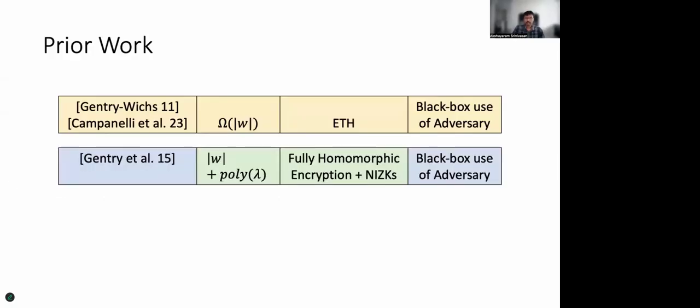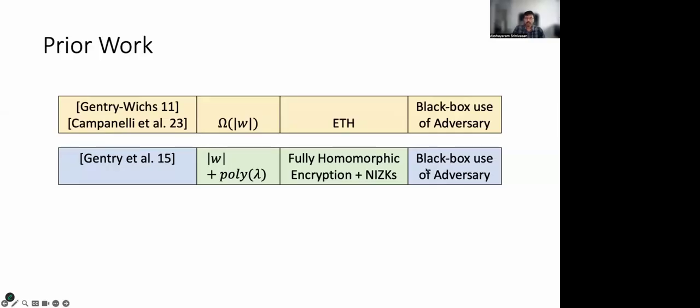On the positive side, the work of Gentry et al. gave a construction of a NIZK proof system where the size of the proof was just witness plus poly in lambda, where lambda is the security parameter. So this relies on the assumption that fully homomorphic encryption exists, plus NIZKs, where the proof size could be an arbitrary polynomial in the witness size. And the reduction makes black box use of the adversary.